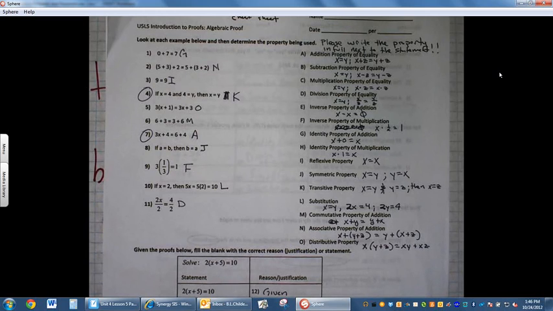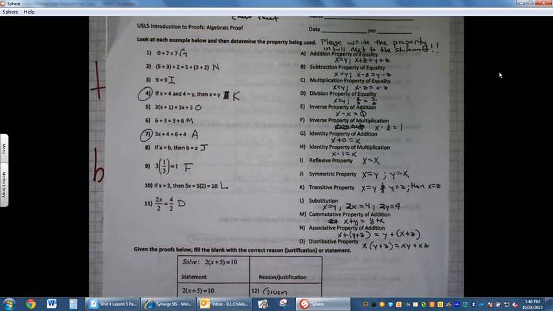And then I was looking at all the other properties, and I knew it wasn't any of the other ones. The only one that it kind of looks like is the addition property of equality. But if anybody has a better argument, I'd love to hear what the answer is. No? I'll probably have to ask Mrs. Moraga and get a clarification on what she wanted for that one.